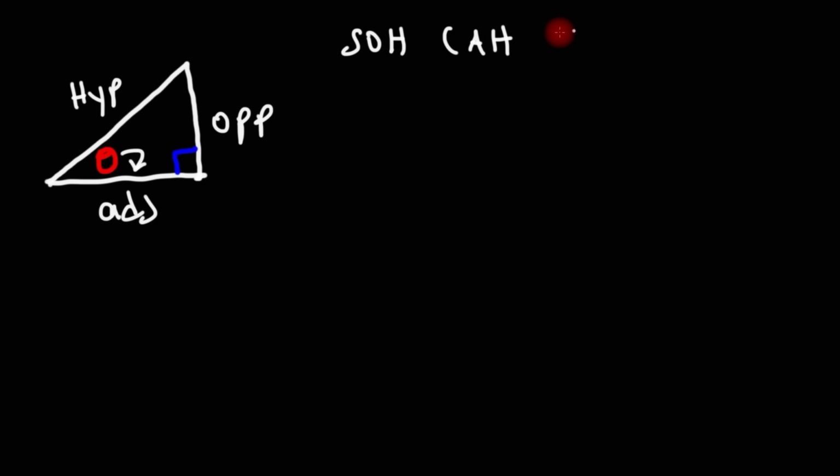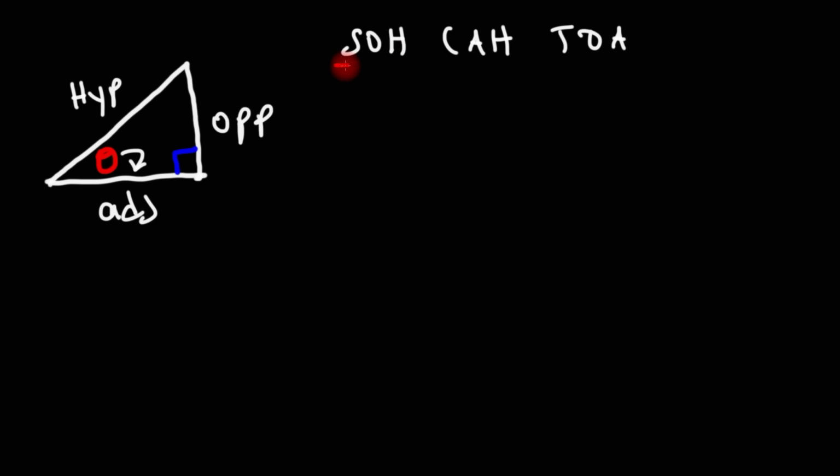So here we have a right triangle. Across the angle theta is the opposite side. This side is adjacent to it. And across the 90-degree angle, or the blue box, is the hypotenuse. So the first set of formulas you need to be familiar with are the three trig formulas associated with this key expression, SOHCAHTOA.